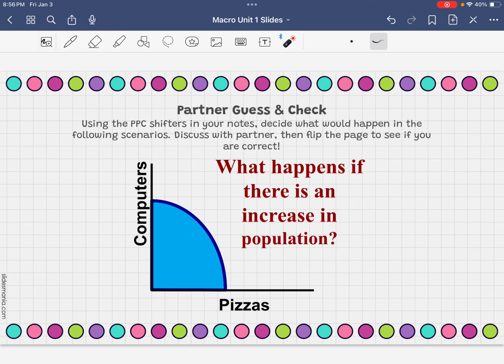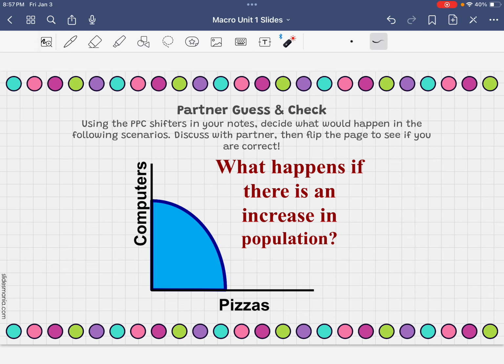Let's take a look at what happens if there are increases or decreases or things like that. So basically, what I'm going to do here is show you a scenario. I'm not going to make you write anything down right now. You're going to think, what is going to happen to the PPC curve for computers and pizza? I think I did computers and pizza the whole time. So for this example, you're going to think before I flip the slide, and I'll tell you to pause the video because I'm not going to sit here forever.